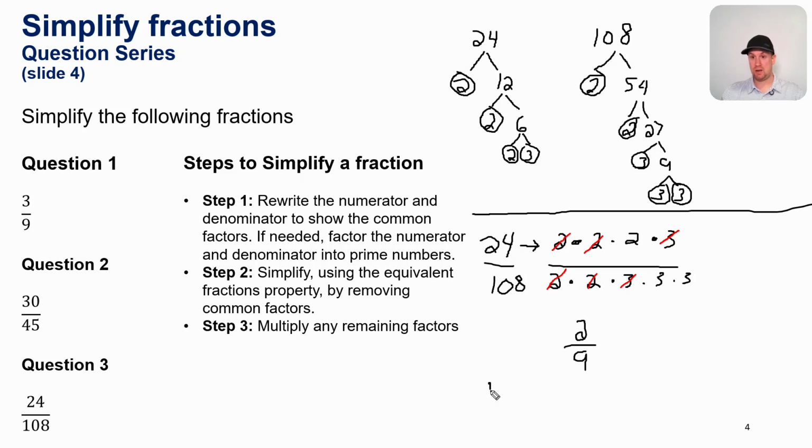So if I had, let me rewrite this, 24 over 108, and I divided the greatest common factor, which is 12, into both the top and the bottom numbers, we would get back to where we are. So 24 divided by 12 is 2, and 108 divided by 12 is going to be 9 here. Okay, so 2 over 9 is our result. All right, so that's simplifying fractions.